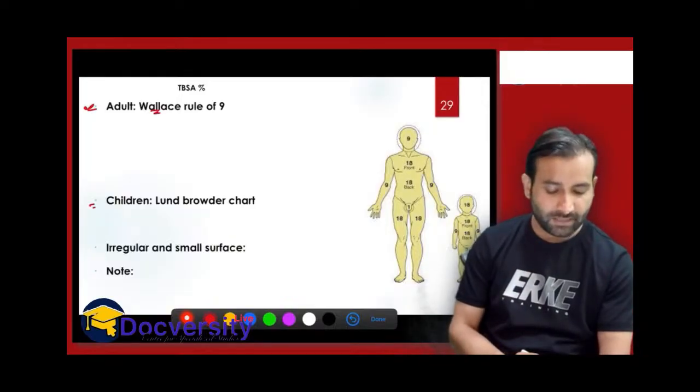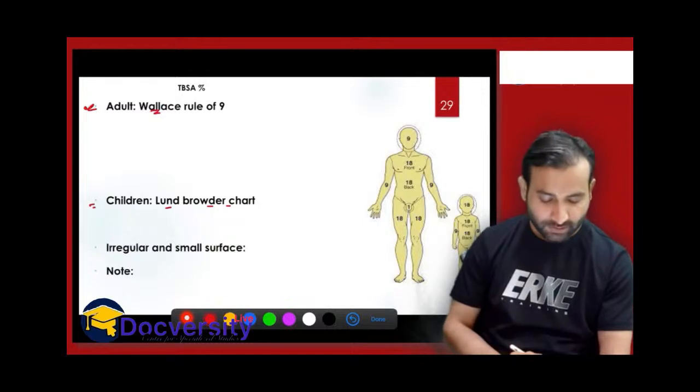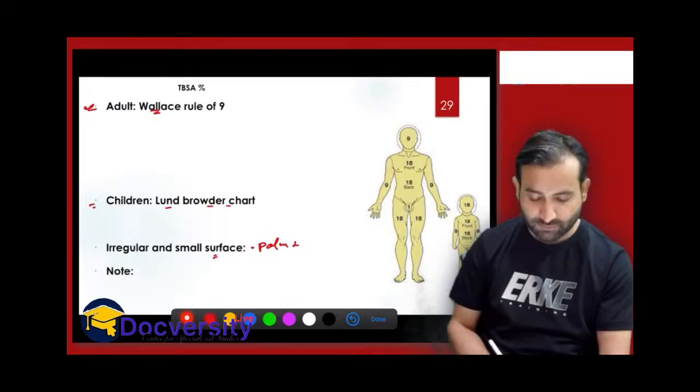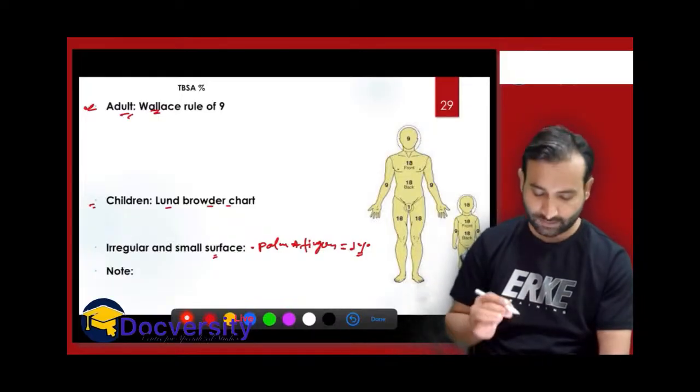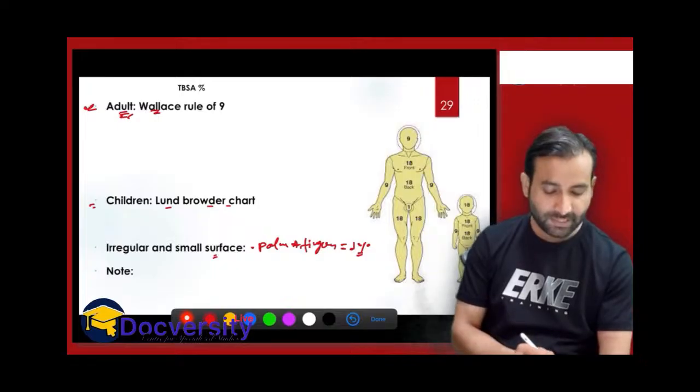Like in the adult, we use the Wallace rule of 9. In the children, we use the Lund and Browder chart. If it is an irregular and small surface area burn, we use the palm plus fingers, that is equal to 1%. Hope you understand, right?